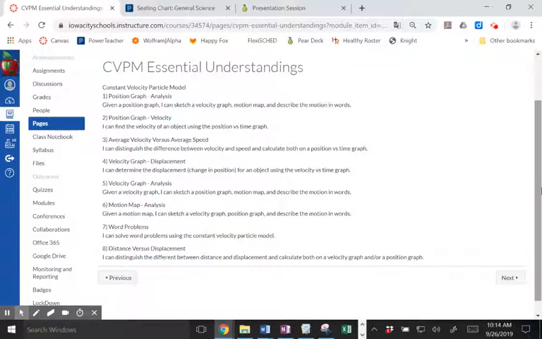So what you've got going on is kind of a good pre-quiz for tomorrow. What types of things should you expect? We already had 2.1 on that first quiz that we just took. Given a position graph, can you sketch a velocity graph? Can you sketch a motion map? Can you describe the motion? Given a position graph, can you find the velocity? What is velocity?